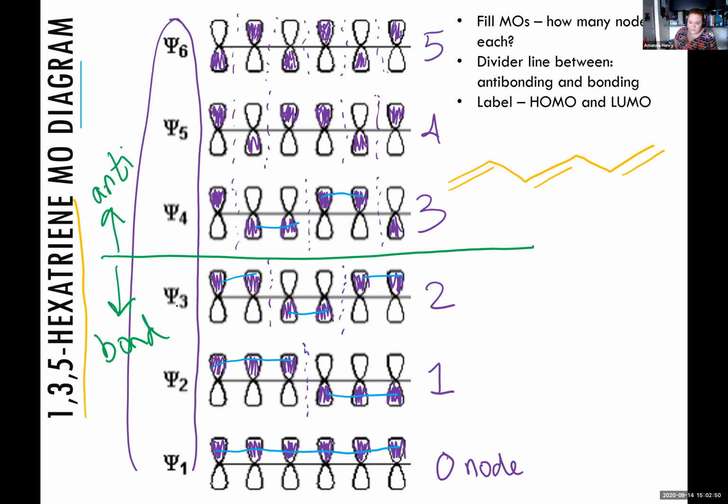It's always going to be at that halfway point. You're never going to have an odd number, so it will always be even because they're double bonds. They have to come in pairs of carbon, so it will always be an even number. And then which numbered orbital is the HOMO orbital? 3. Good.